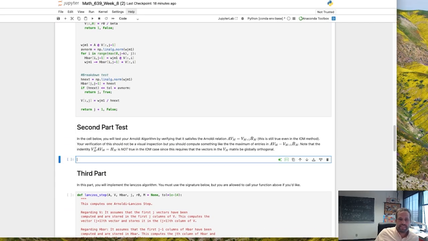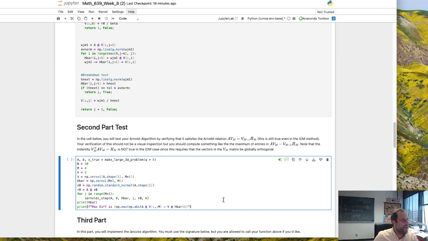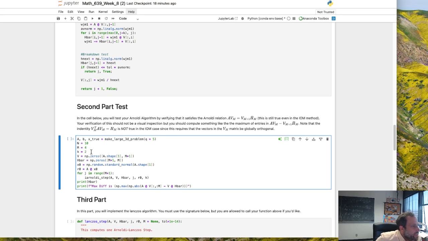And now we're going to test it down here. The test is going to be very similar to what we had on the previous one, except we're going to get to see some new things here. So I'm going to copy and paste. This is very similar to what I had on last week's lab. The difference is that we have k equals 2. So when we call the Arnoldi step here, we need to make sure that we include k. It's whatever we want it to be.